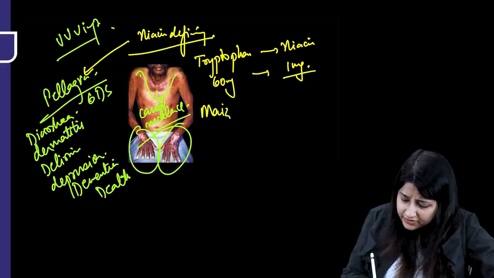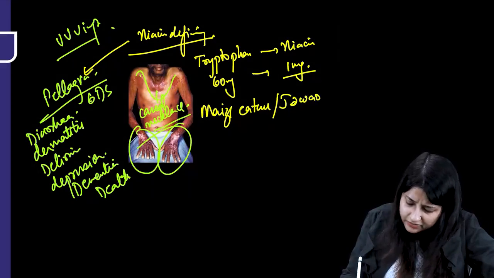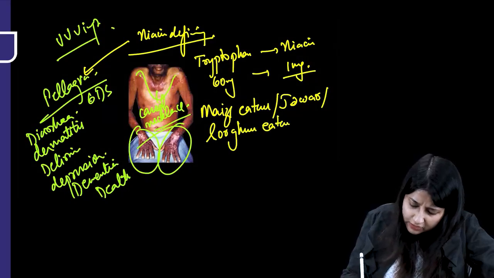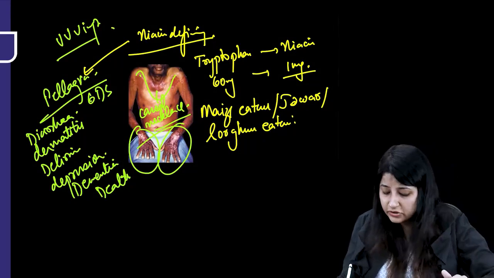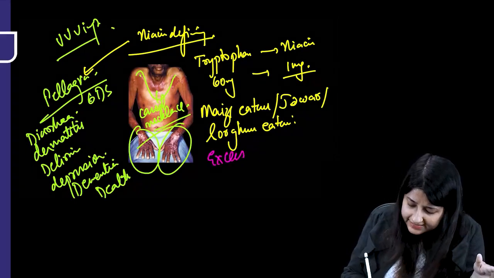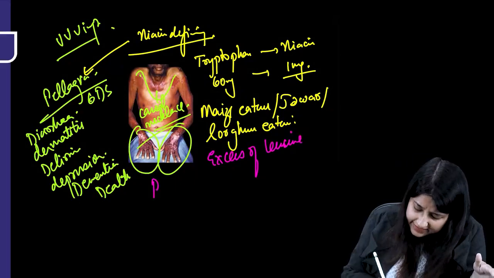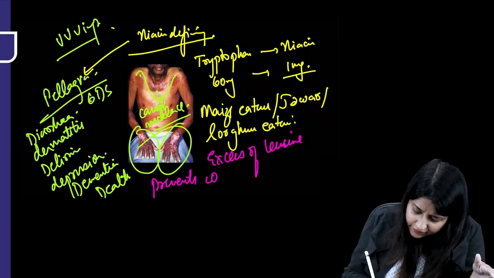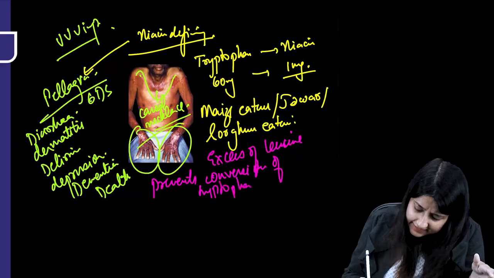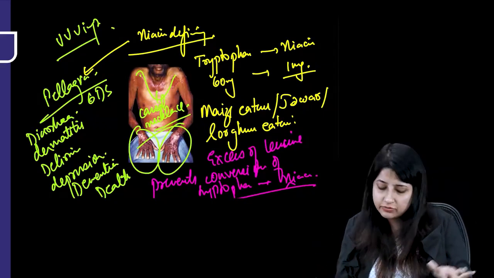This is a very common question among maize eaters, or you could also say jowar, sorghum eaters. In them, do you have deficiency of tryptophan? No, in maize eaters, jowar, sorghum, tryptophan is present, but there is excess of leucine. Excess of leucine prevents conversion of tryptophan into niacin.